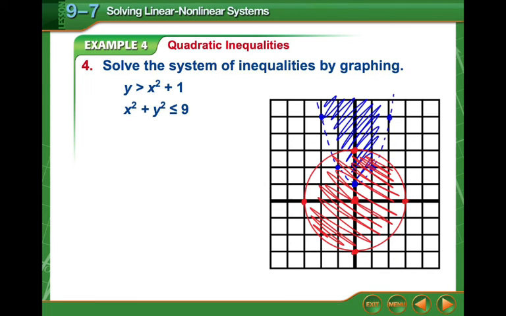So our solution is everywhere where there's overlap of the shading. And that is everything right here, in this little tiny pocket right here, and including this part of the line for the circle. But not anything outside of that. And there we go. Fairly straightforward for these.